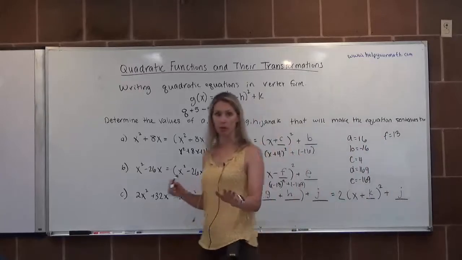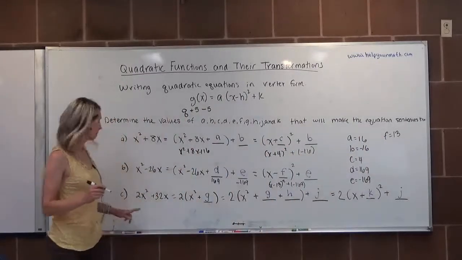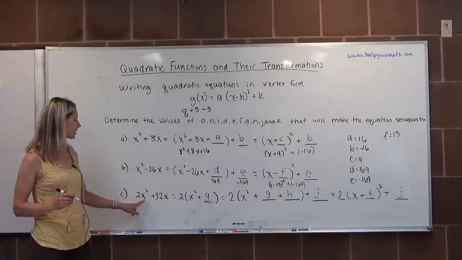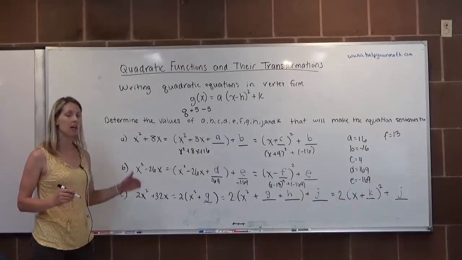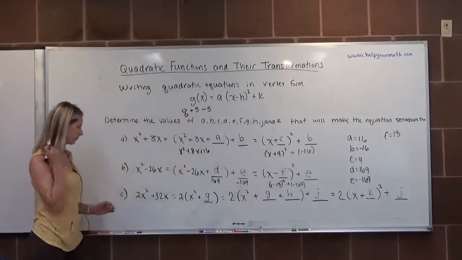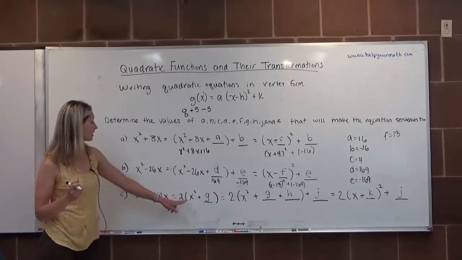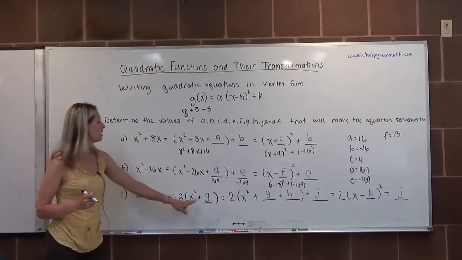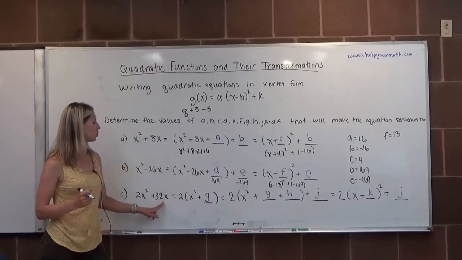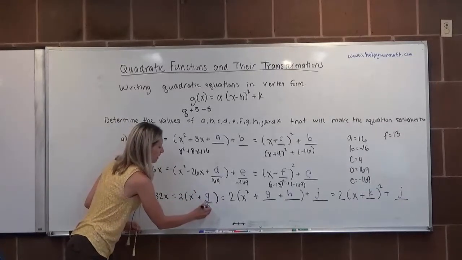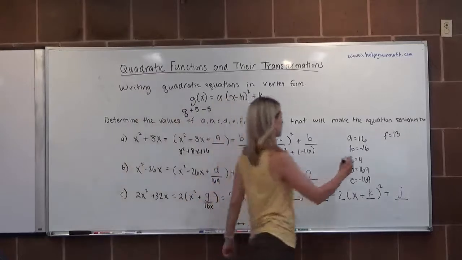The last one is going to be a little more complicated. Why is it more complicated? Because the leading term has a coefficient. We have 2x squared plus 32x. That's what each expression should equal in this equation. So the first thing we have to do is factor out a 2. When we factor out a 2 from these two terms, we're going to be left here with, divided by 2, 16x. So g is 16x.